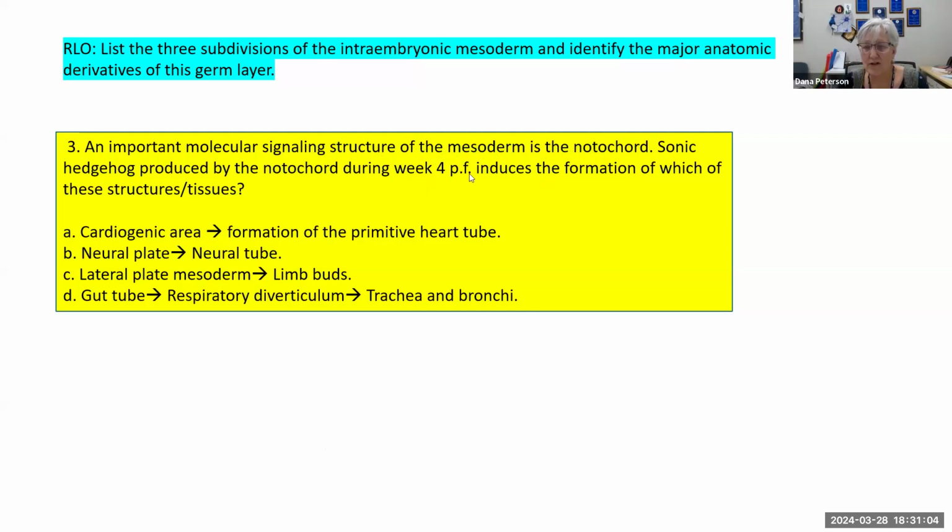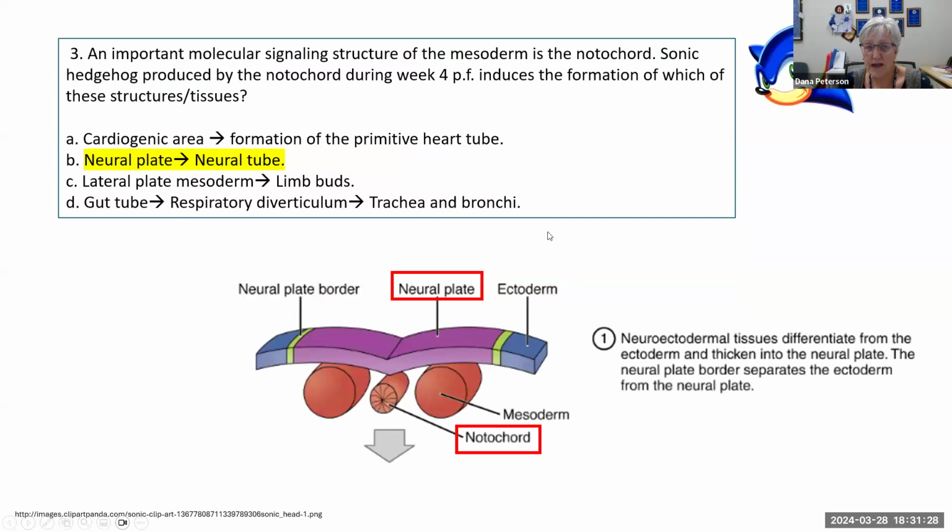Most importantly, the clue here is that we're in week 4. Based on the question we just talked about previously, remember that it's in week 3 that we start to develop our primitive heart tube, so the cardiovascular system, and it's in week 4 that we begin to develop our nervous system. So the correct answer here was answer choice B, the neural plate, which you see here, which ultimately will give rise to the neural tube.